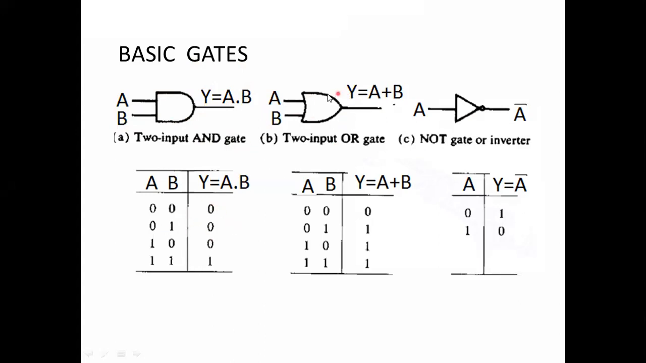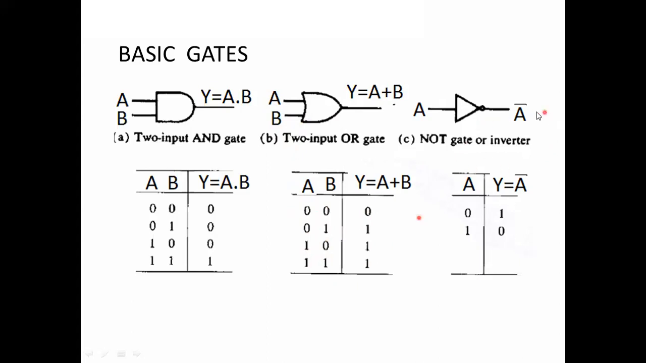Next, the OR gate, two input OR gate, A, B. Y is equal to A plus B. That means this is like addition. Two inputs have four combinations: 0 0, 0 1, 1 0, 1 1. So you get 0 1 1 1.